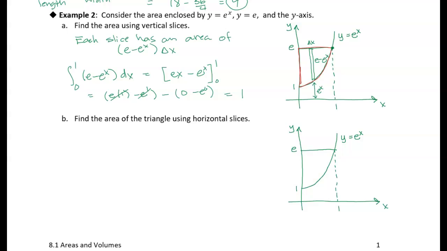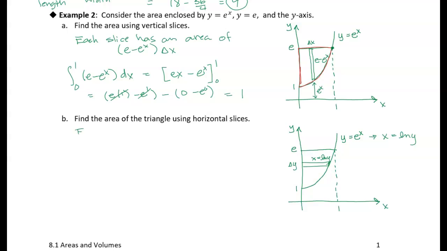Now, let's take a look at one of those slices. I'm just going to draw what one of those little slices looks like. So this is delta y now, and this distance here, I'm just going to call it x, because it's a distance in the x direction. And if y is equal to e to the x, that means that x is equal to the natural log of y. So essentially this x is the natural log of y. This one is almost like just integrating the inverse of the function.